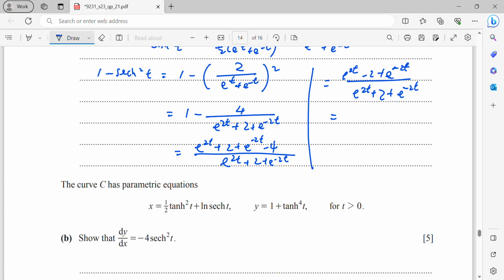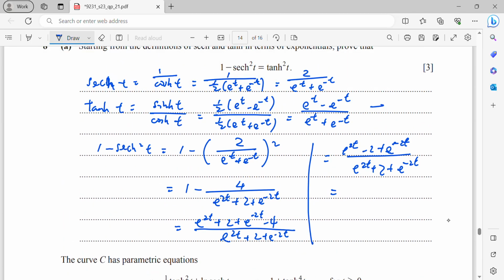Okay, so this is basically the square of the tangent. So this is tangent squared t. Okay, so proven.